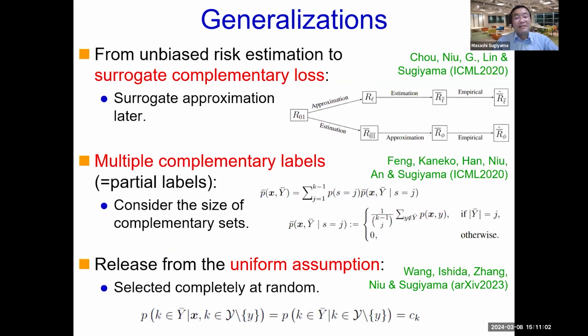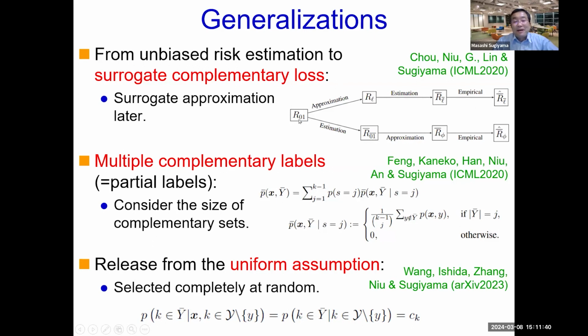Then this complementary classification method has been generalized in different directions. The first research was about going from unbiased risk estimation to surrogate complementary loss functions. The path we took so far was that we started from the 0-1 risk functional. Then this was approximated by the surrogate loss, R L. Then this was estimated with weakly supervised data. And finally, we applied empirical risk approximation. This was the original path.